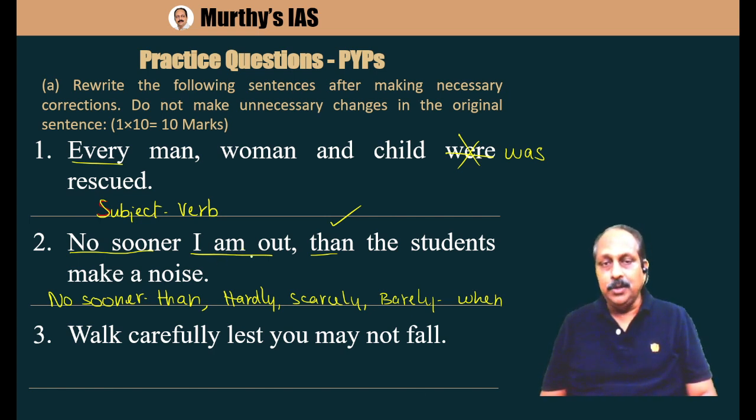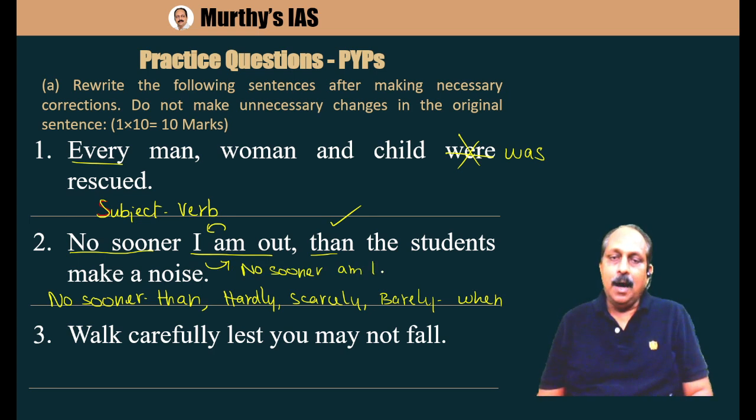Here, I am out. It is in affirmative, but it should be in interrogative. Based on that, there's an error here. No sooner am I out. I am out, that is affirmative. Am I out? That is interrogative. The clause should be in interrogative form. If you know the rule, easy, otherwise, not easy.